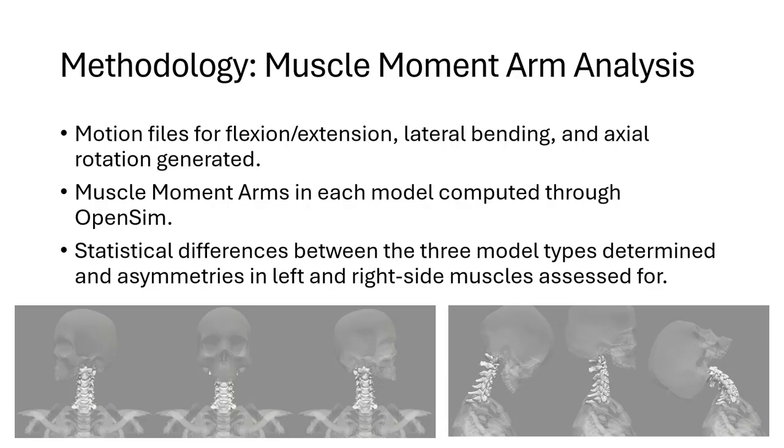Following this, the muscle moment arms in each OpenSim model were computed through the coordinate range of each motion file using the Analyze tool in OpenSim. The moment arms were determined for all muscles using each joint in the model in turn as a reference joint. Statistical differences between the three model types were determined using statistical parametric mapping. Additionally, asymmetries in left and right muscle moment arm curves for the subject-specific models were assessed.